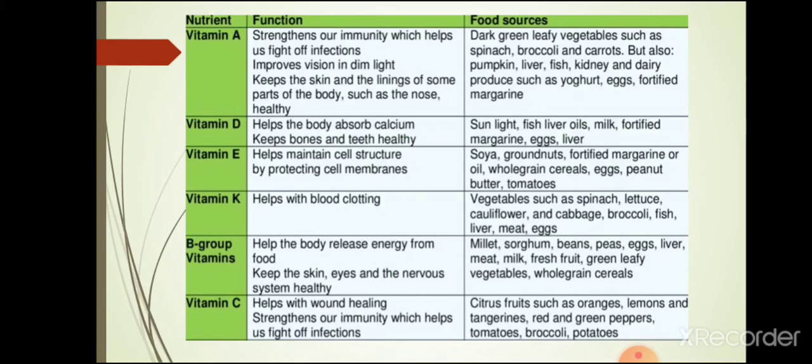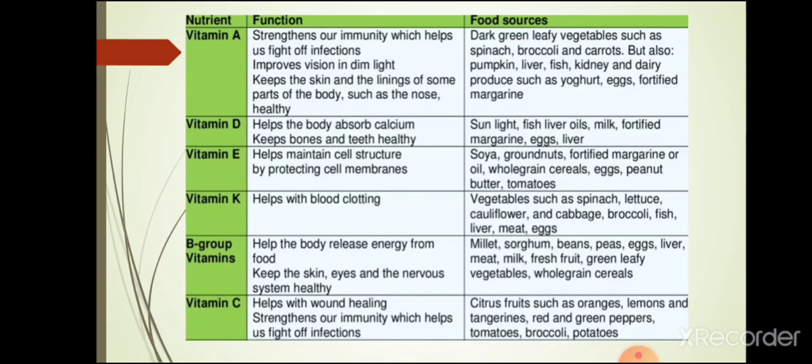From where do we get vitamin D? We get it from sunlight, then from fish liver oils, milk, eggs and many other food items. Vitamin E helps to maintain our cell structure. From where do we get vitamin E? We get it from soya, groundnuts, cereals, eggs, peanut butter and many other food items.